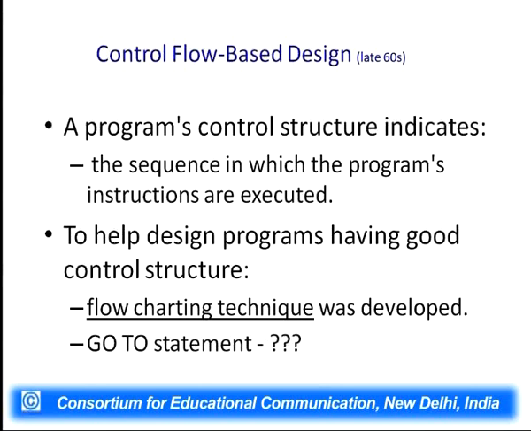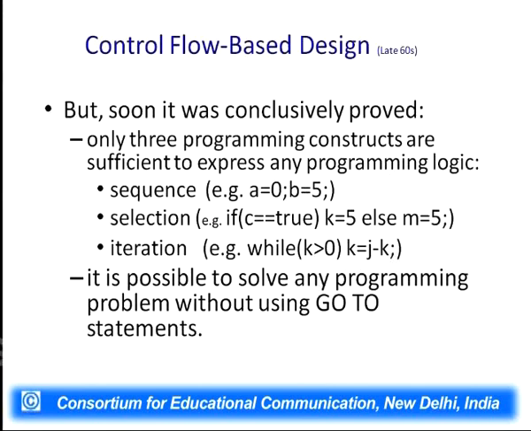This was very cumbersome, although, because a lot of sequence control instructions could not be taken up. It was later conclusively proved that only 3 programming constructs are sufficient to express any programming logic: sequence, selection and iteration. Sequence means one after the other, selection means where there is a fork, that is a condition, so accordingly the program's control will flow, and the third is iteration or loops. So, it was decided that the go to statement was redundant, and any kind of programming problem could be solved without the use of the go to statement.